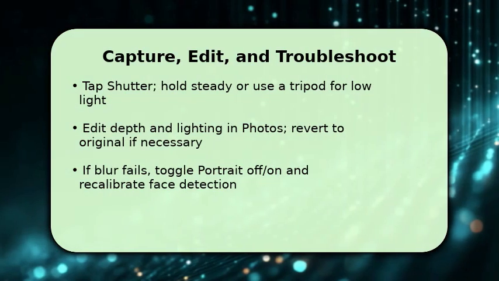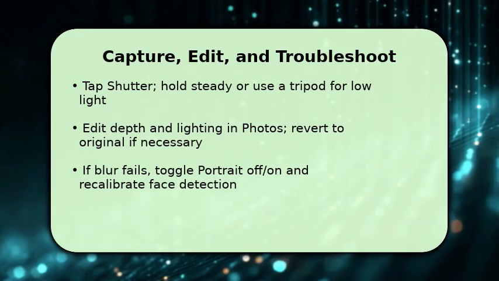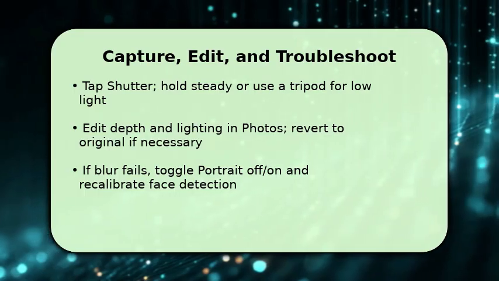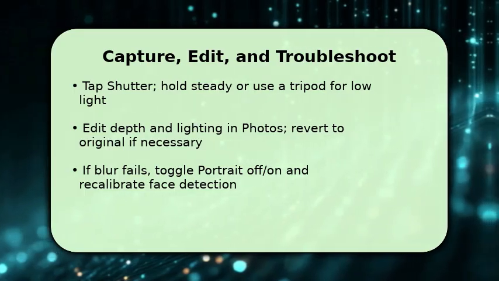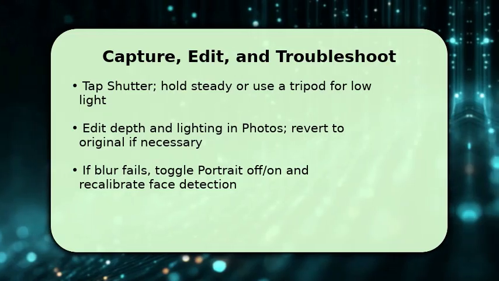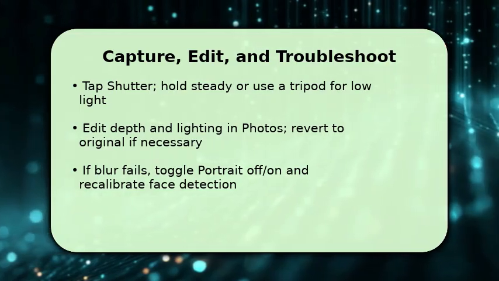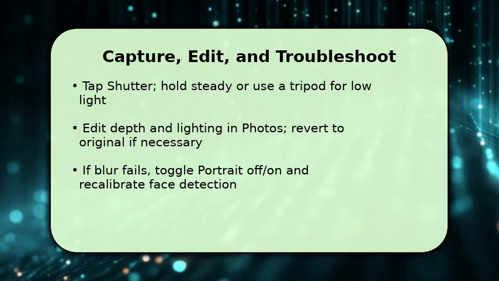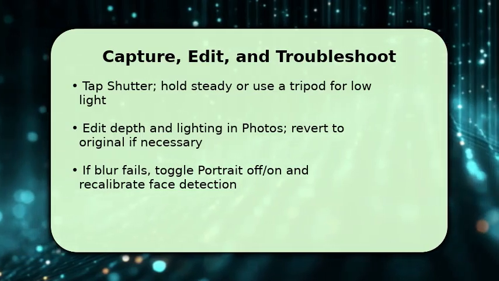You'll finish by taking the photo and refining it. Tap the shutter, keep steady, or mount a tripod for low light to avoid depth errors. After capture, open Photos to fine-tune depth and lighting. Adjust the depth slider and lighting presets to taste, then save.